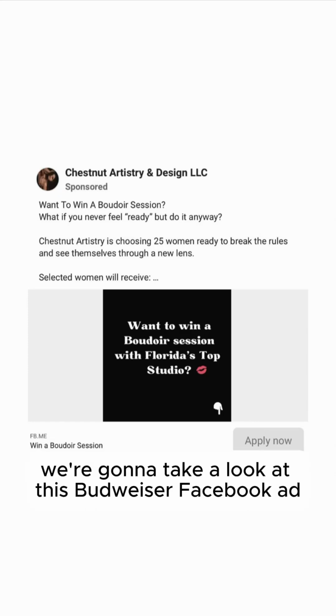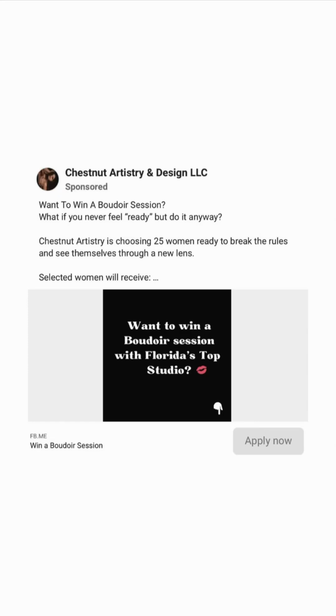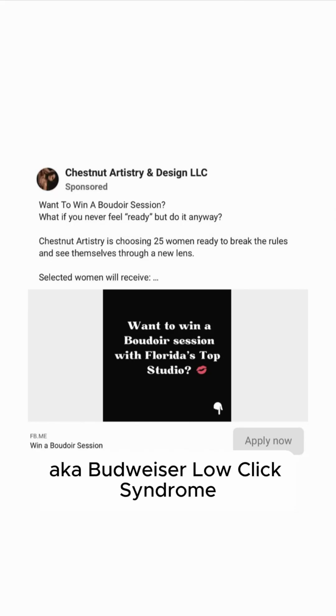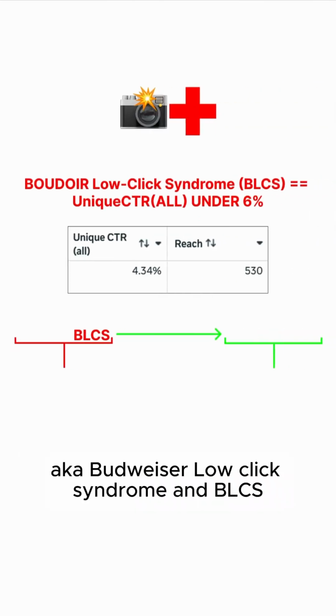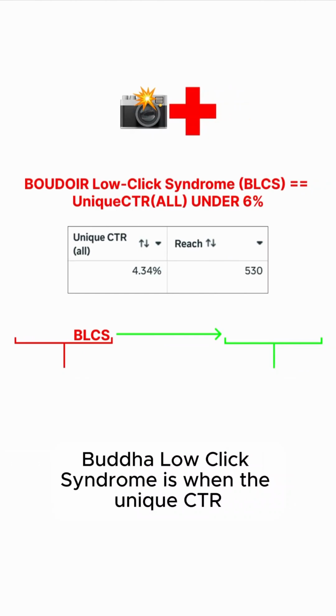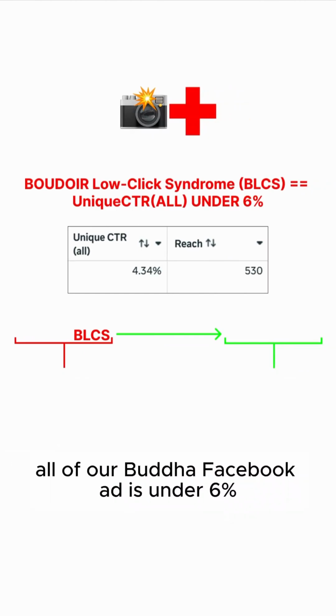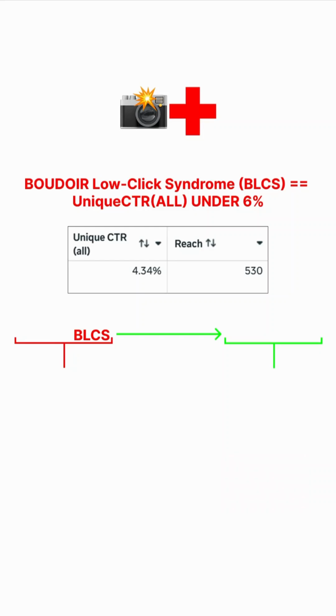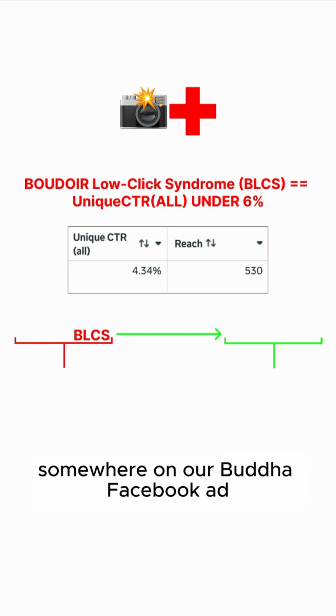All right, y'all, we're going to take a look at this Boudoir Facebook ad, see if we believe it has BLCS, aka Boudoir low click syndrome. And BLCS is when the unique CTR all of a Boudoir Facebook ad is under 6%. So this means fewer than 6 out of 100 women are clicking somewhere on our Boudoir Facebook ad.